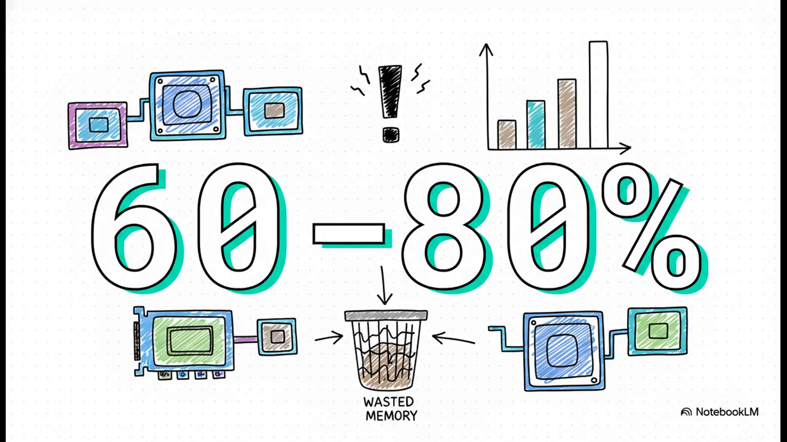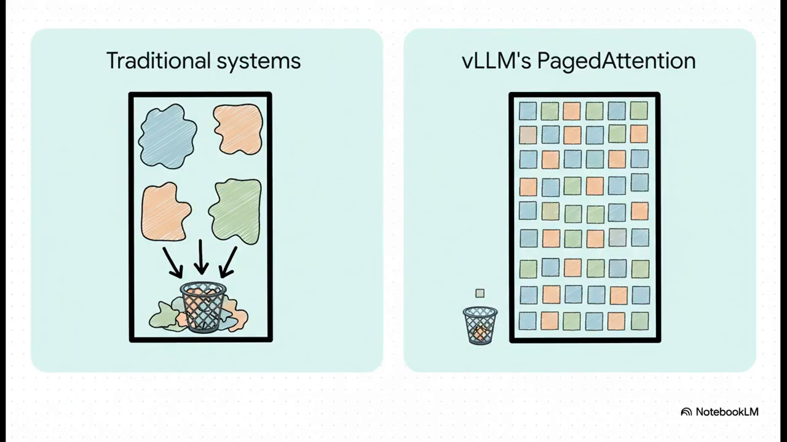And here's the crazy part. This is what the vLLM researchers discovered, and it's a shocker. They found that the traditional systems for serving these models were wasting a staggering 60 to 80% of that precious, expensive GPU memory, all because of how inefficiently they were managing this KV cache. Just gone, wasted.